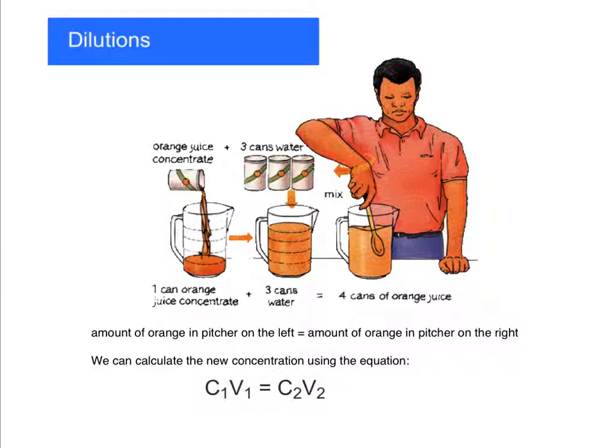One thing to note, I learned this equation as M1V1 equals M2V2, M being molarity, and that's the quantity that we're going to be putting in there. So I will use them interchangeably without thinking, but the one in your textbook is C1V1 equals C2V2.